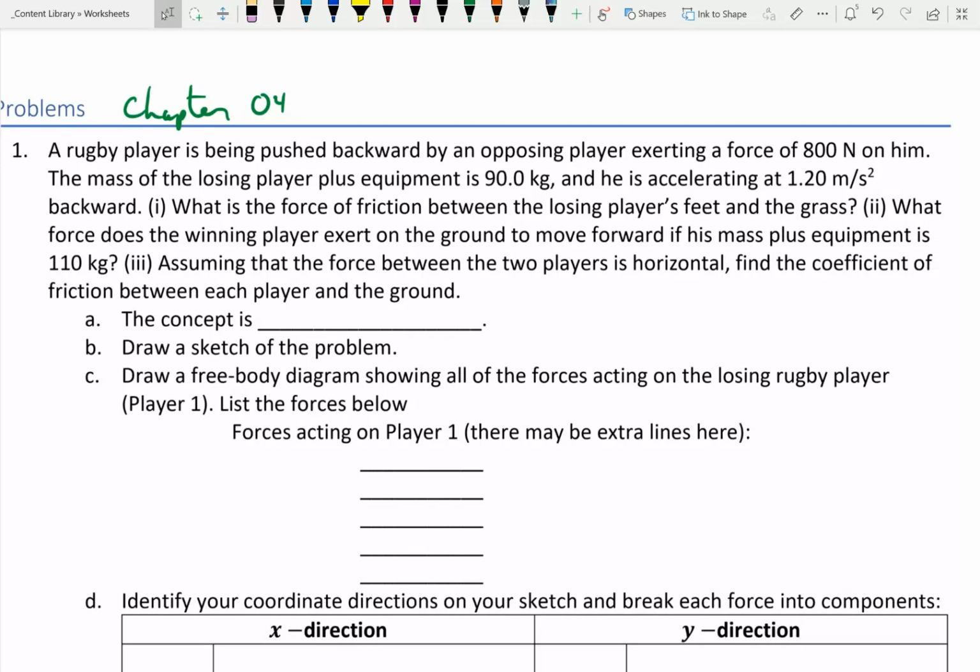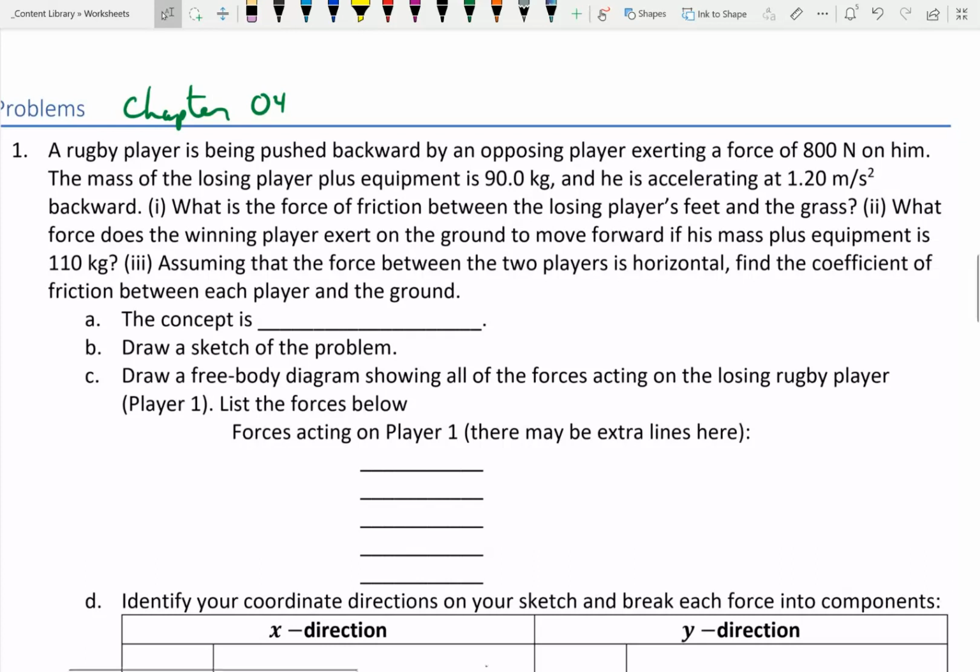Number 1, what is the force of friction between the losing player's feet and the grass? 2, what force does the winning player exert on the ground to move forward if his mass plus equipment is 110 kilograms? And 3, assuming that the force between the 2 players is horizontal, find the coefficient of friction between each player and the ground.